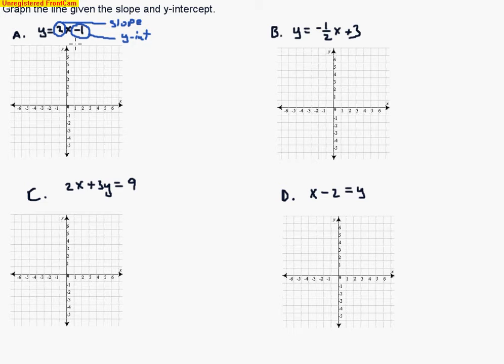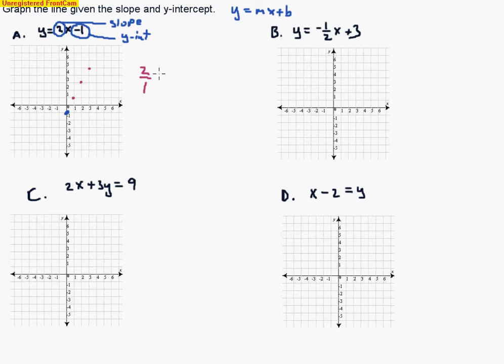But it only works, again, when we are in slope-intercept form. Remember, slope-intercept form is when y is by itself. It's y equals mx plus b. So we start with the y-intercept, down one space, put that dot right there, and then use the slope. The slope is 2 to 1. So that means I'm going to go up 2 spaces. Again, that slope is 2 over 1. So up 2 over 1, up 2 over 1, up 2 over 1.